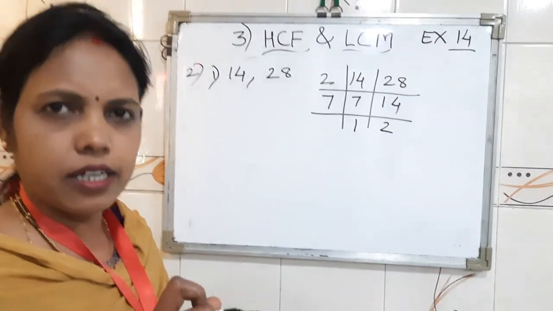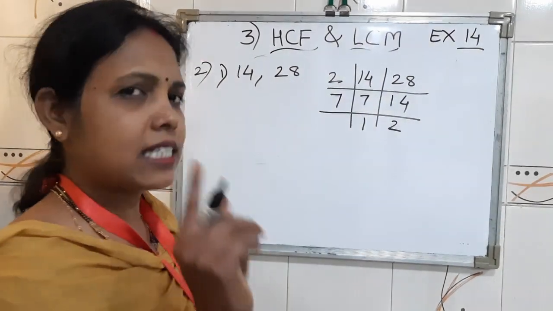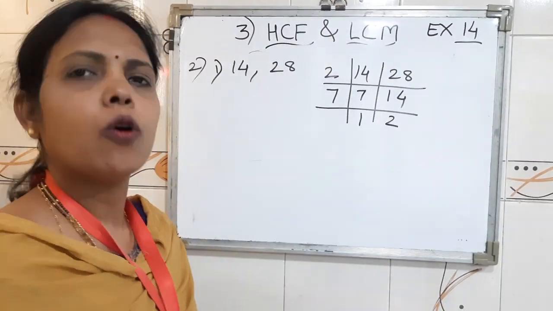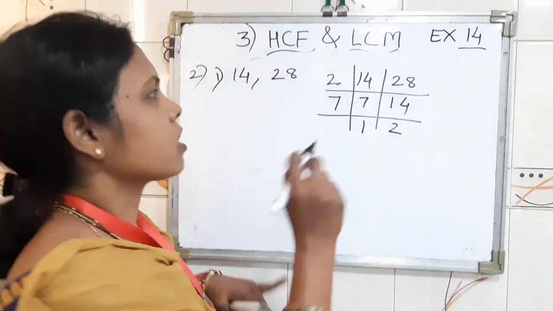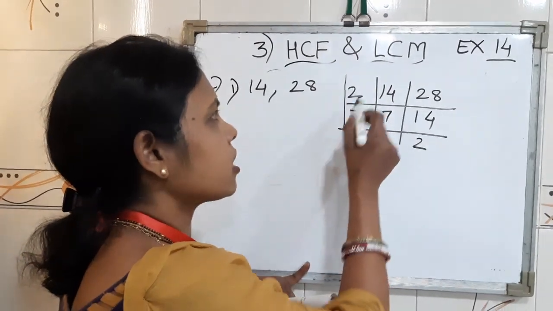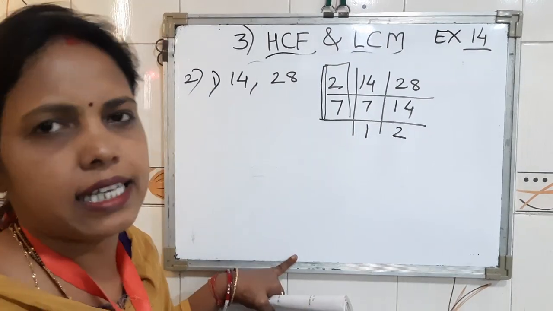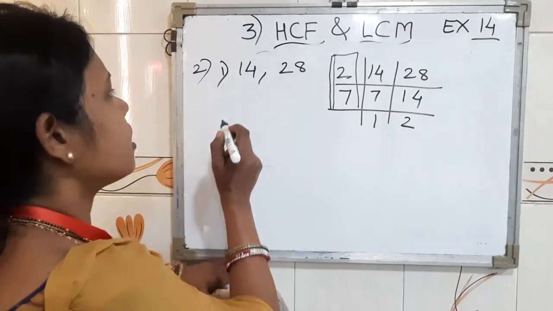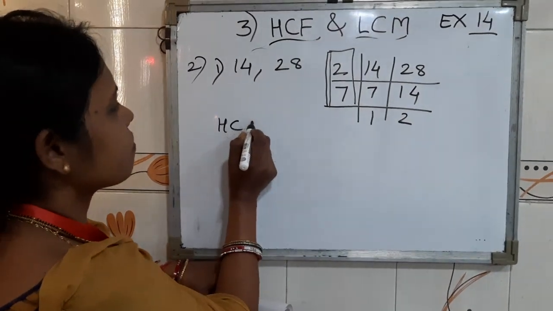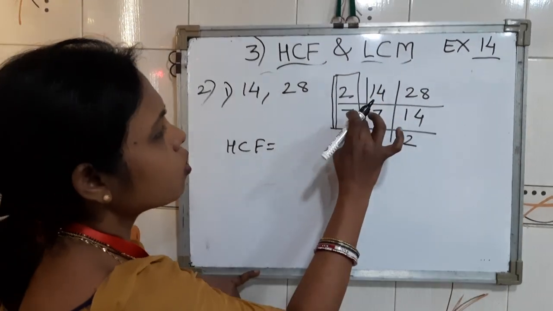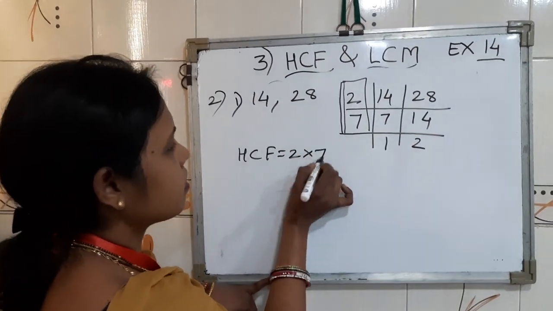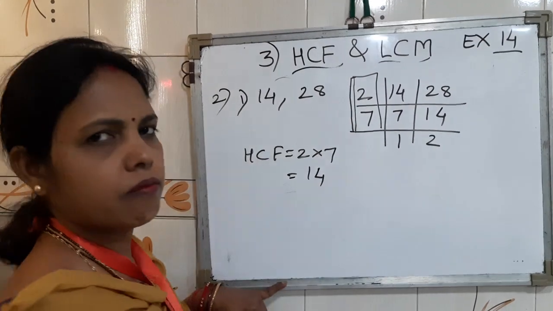Therefore, children, we want both HCF and LCM here. Whatever factor you got common, that one is your HCF. So children, write down HCF equal to 2 into 7, that is 14.